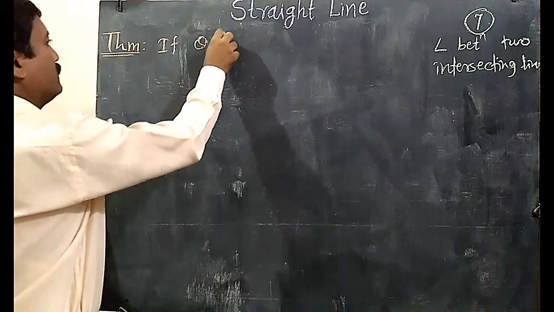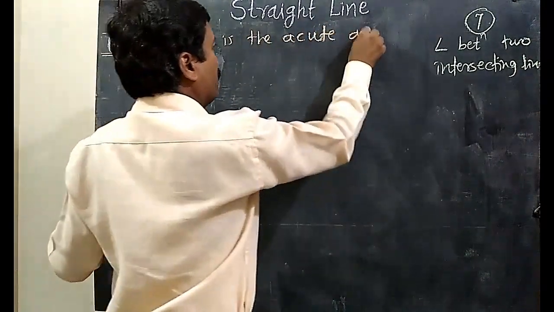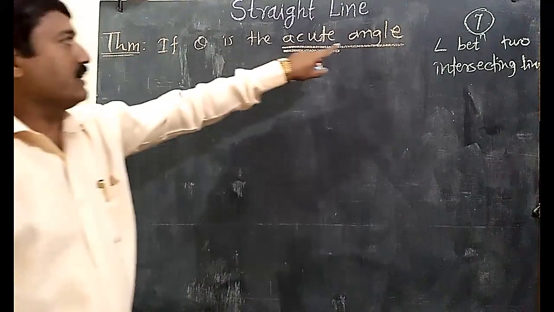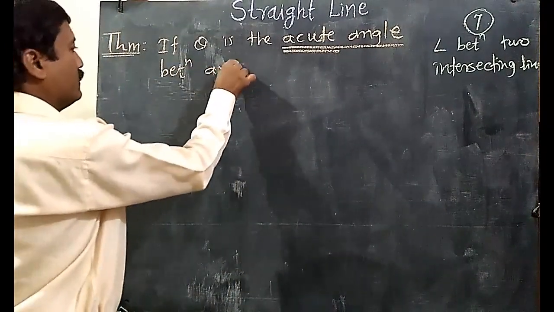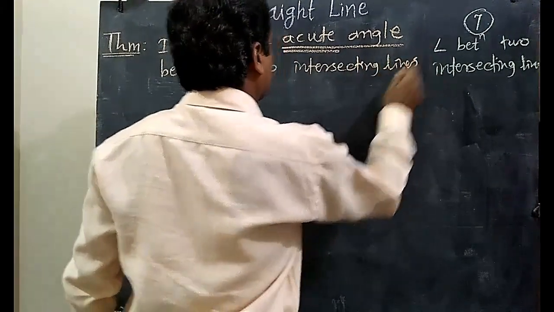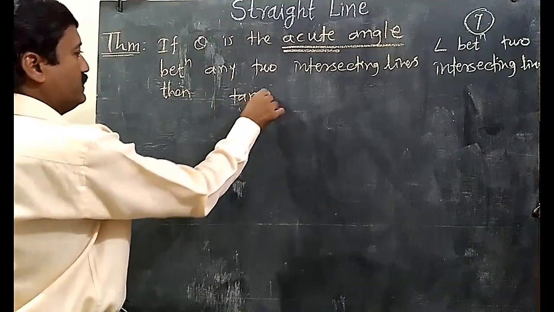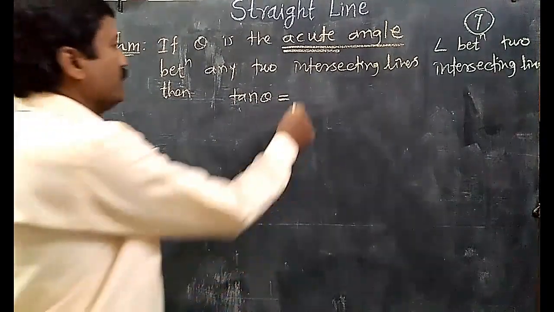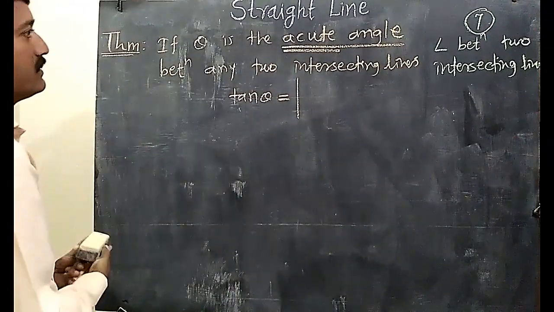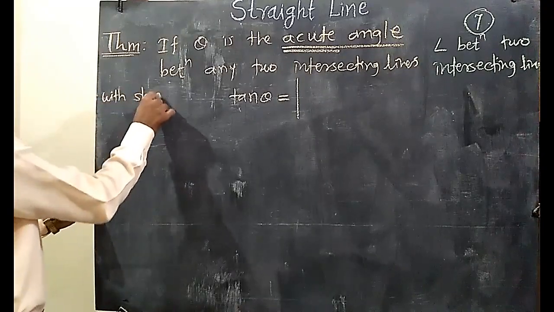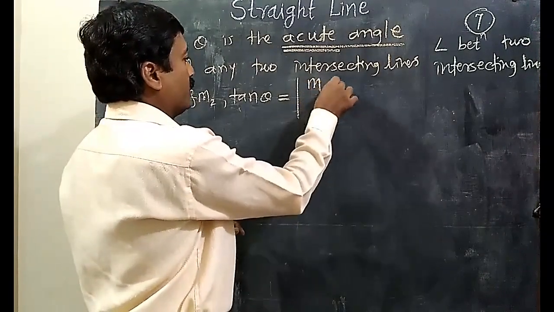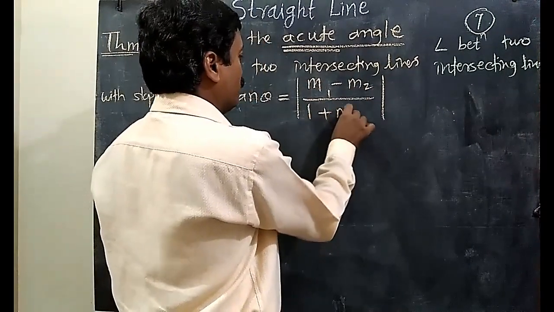If theta is the acute angle, this acute word is important here. If theta is the acute angle between any two intersecting lines, then tan theta, means tangent ratio of angle between those two lines, is equal to mod of, for any two intersecting lines with slopes m1 and m2, tan theta is equal to m1 minus m2 upon 1 plus m1 m2.